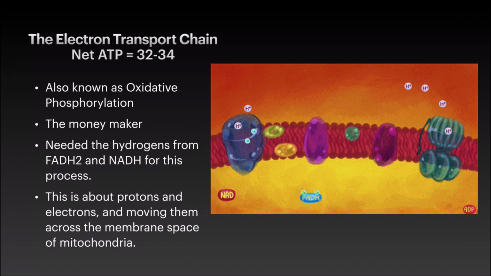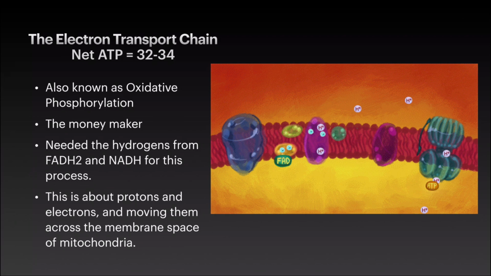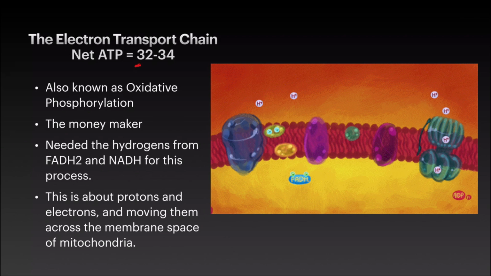All right, so the electron transport chain. I can already hear all of you cheering behind your computer screens because thankfully we have finally reached the end. Now, as I said before, the electron transport chain is the moneymaker. It is what is responsible for generating the most ATP.